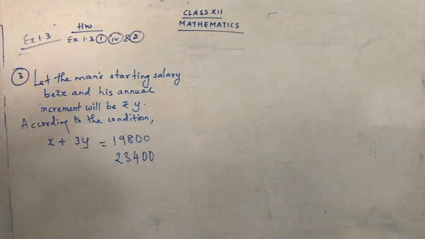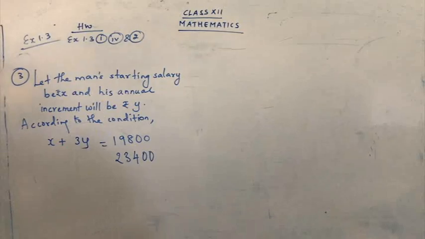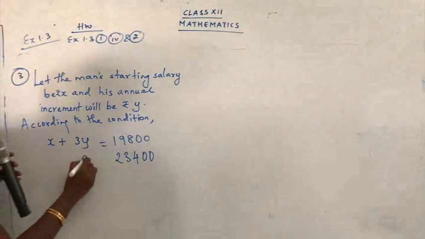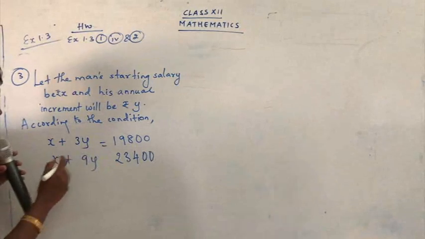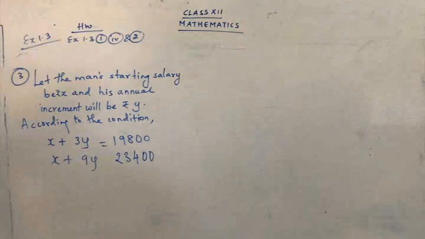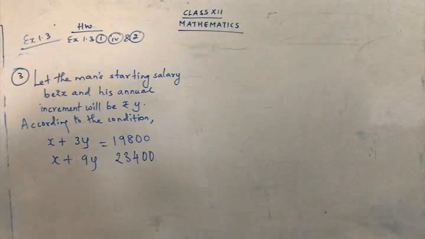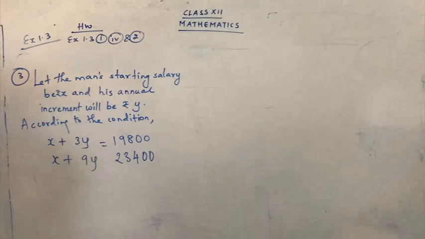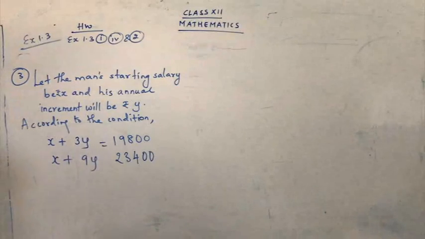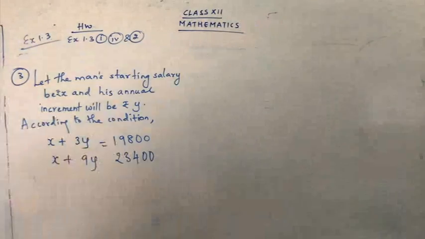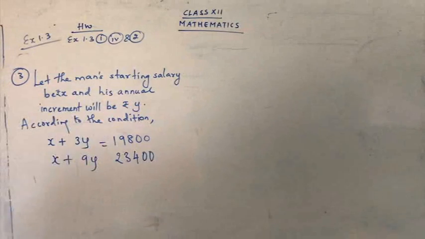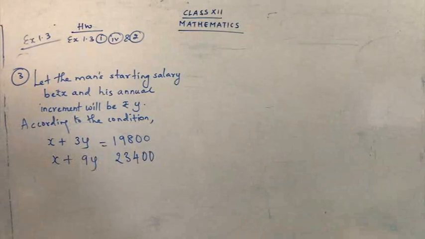So how many years? Yes, after 9 years. So it will be 9y. And here we have to just use the same variable, that is x. So what are the conditions? X plus 3y is equal to 19,800. X plus 9y is equal to 23,400. So these are the two equations.